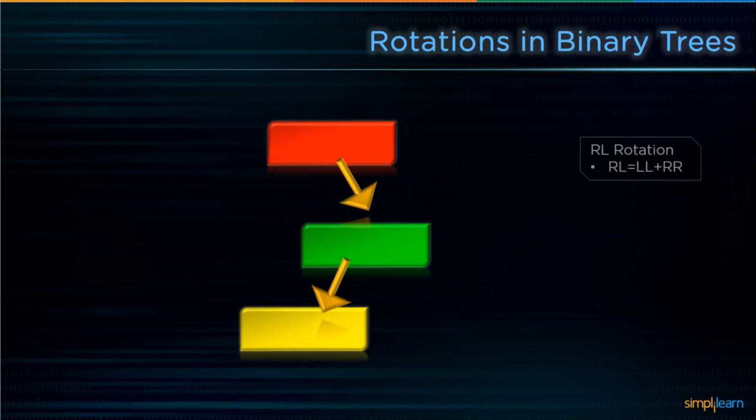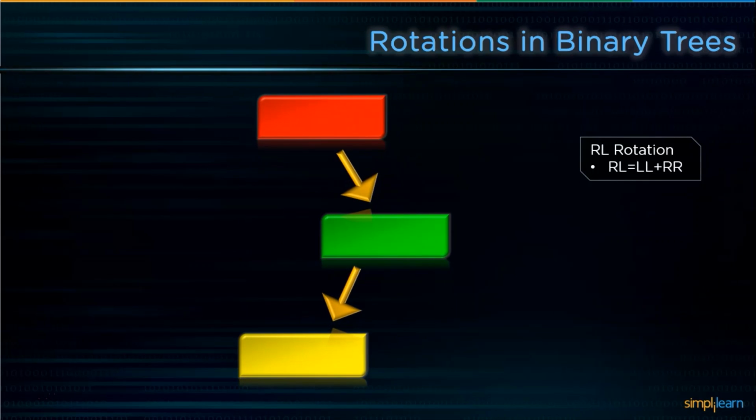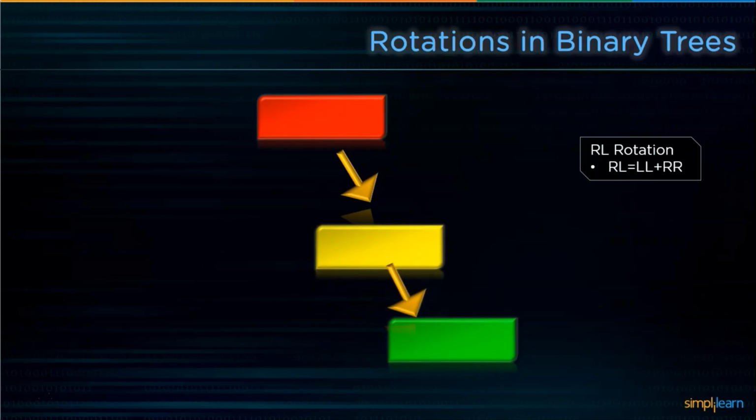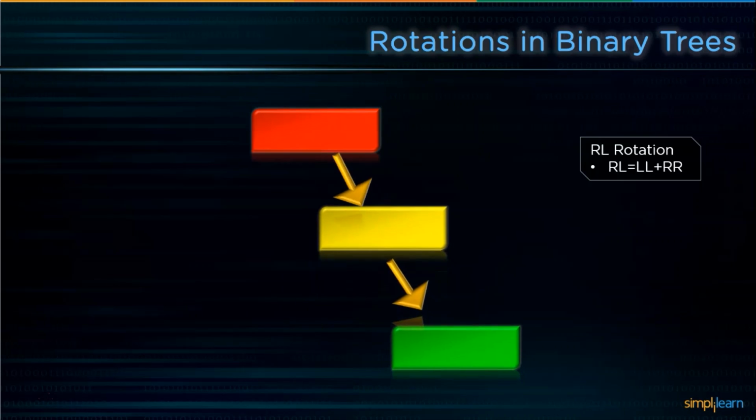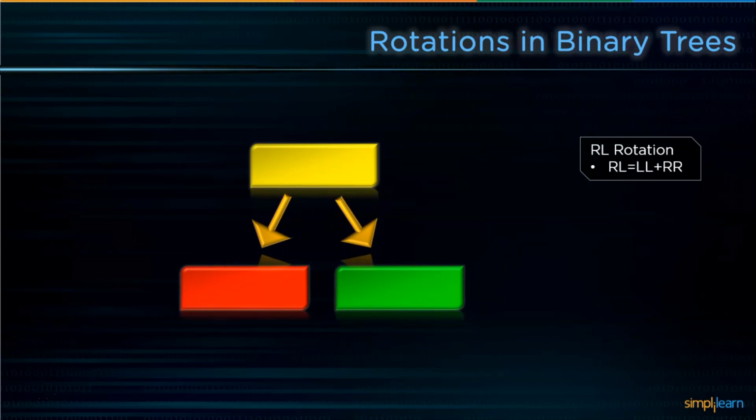Finally, RL rotation. When a node is inserted into the left subtree of a right subtree of a node, then we perform RL rotation. It is a combination of LL and RR rotation. First, we will apply LL rotation on green and yellow nodes. After this, the red node is still unbalanced, so we will perform RR rotation on the yellow node.